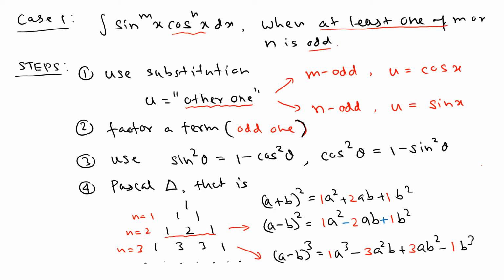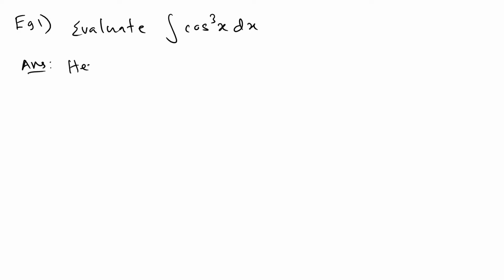So let's do some problems. As the first example, let's evaluate the integral of cosine cube x dx. Now you can see that this is a cosine odd power. So the answer: here n equals 3, which is odd, so u is the other one. Because this is an odd power for cosine, you become sine, u equals sine x. That's what the theory says: pick the other one.